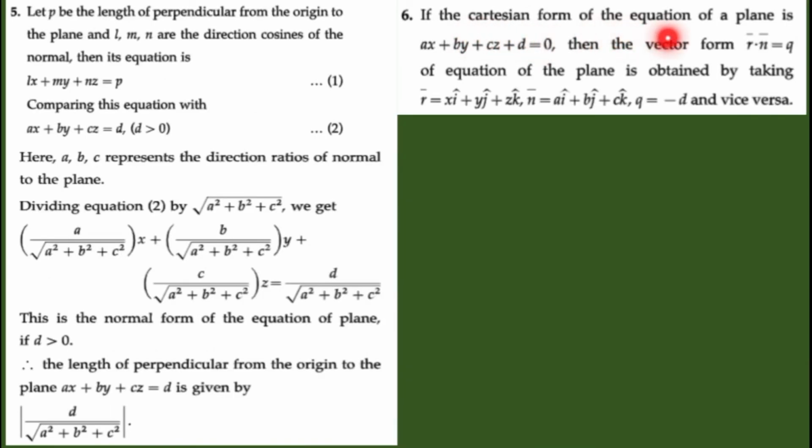If the Cartesian form of the equation of plane is ax plus by plus cz plus d equals 0, then the vector form r bar dot n bar equals q of the equation of plane is obtained by taking r bar equals xi plus yj plus zk, n bar equals ai plus bj plus ck, and q equals minus d, and vice versa. That means when we have to find the vector equation from the Cartesian equation and the Cartesian equation from the vector form, we use this concept.